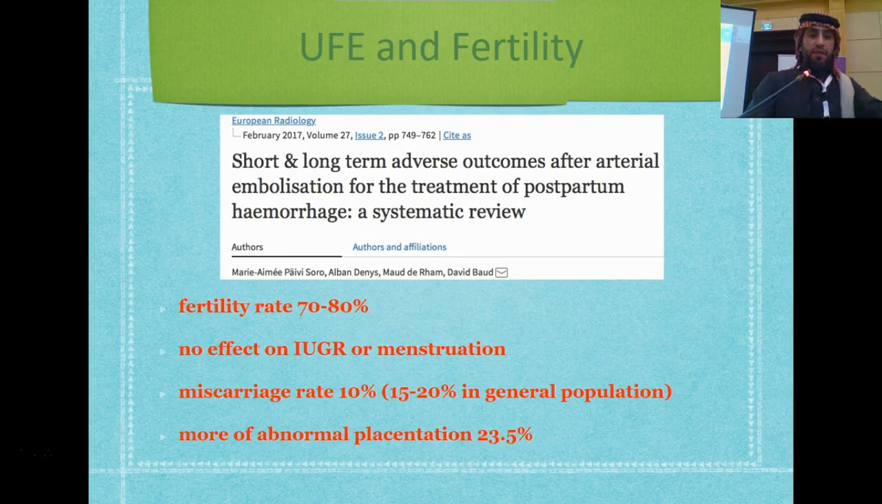Another very recent article came out in European Radiology, short and long-term adverse outcomes after arterial embolization in postpartum hemorrhage patients, a systematic review. Again, the fertility rate is 70 to 80% post-embolization. There's no effect on IUGR or menstruation. The miscarriages are not increasing. Again, there is a percentage of abnormal placentation post-embolization.